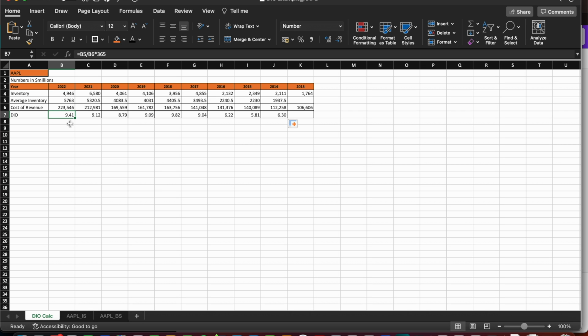And now we could go on and compare it with competitors of Apple to see if their day's inventory outstanding is good or not so good.